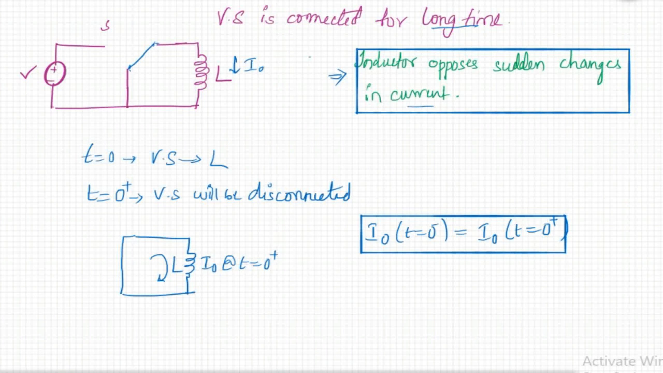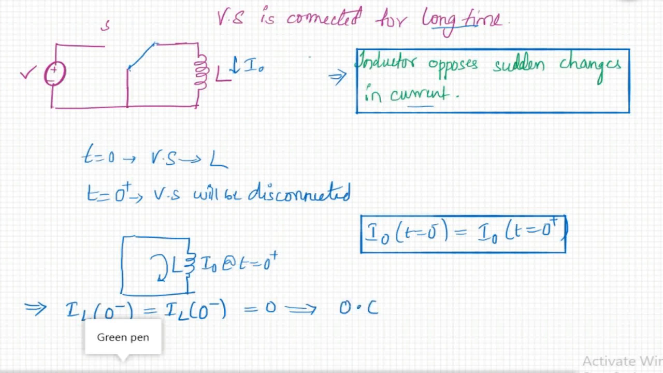For the earlier case, the current through the inductor before and after switching, at 0 minus and 0 plus, is equal to 0. That means even if you turn on the voltage source, there is no current. That means the inductor is acting as an open circuit for the previous condition. Now what is happening? Here we have a voltage source connected for a long time to the inductor. So let us conclude here.